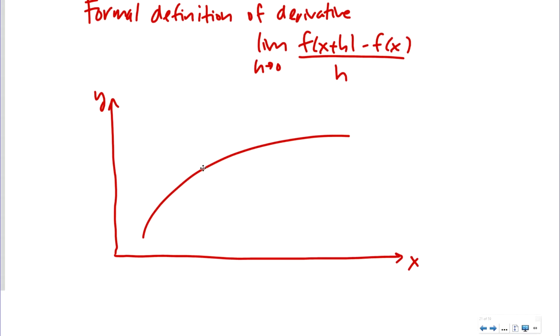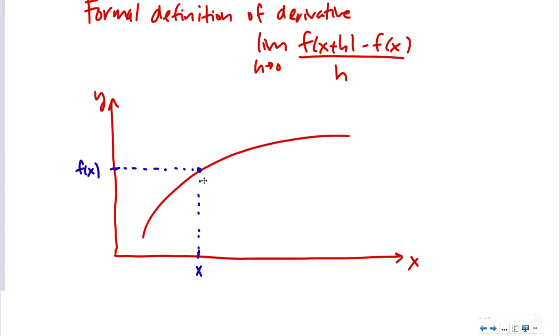And you want the derivative at some point. So I'll say I want the derivative right there at this point here. And I'll say that point is some point x. I want the derivative at point x. And this right here, of course, would be f of x.